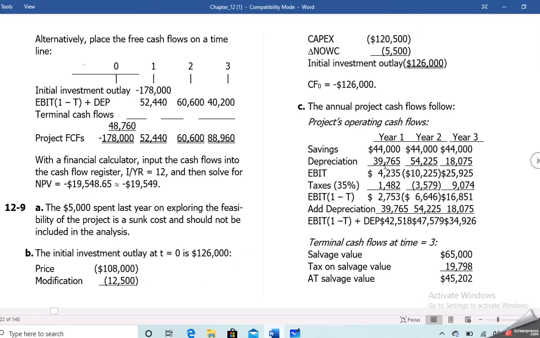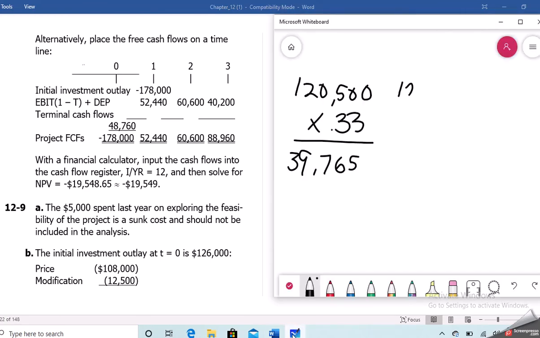If we come back over here, that should be what they show us there, the $39,765. Then we would do the same thing for the next year. We take our $120,500 and multiply that by our next depreciation rate, which is 45%.